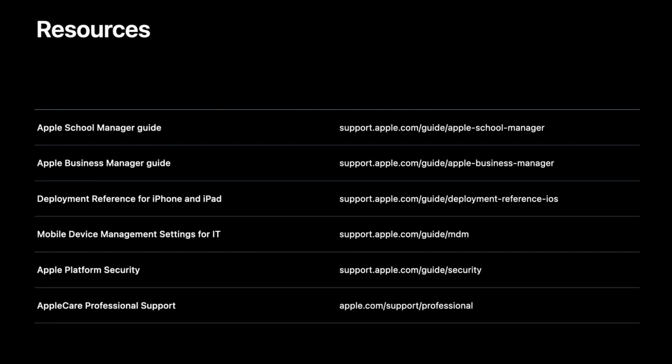The deployment reference for iPhone and iPad is a technical document covering topics we discussed today, as well as supporting information about infrastructure and services integration for deployments. The MDM Settings Guide for IT provides information about available MDM payloads, commands, and queries to help you configure devices in your environment, including information about whether they're supported for devices, users, or both, and more. The Apple Platform Security documentation provides security information about all software, hardware, and services across the Apple platforms. And the AppleCare Professional Support website hosts program information for each of the AppleCare OS support offerings for IT departments and IT help desks, including AppleCare for Enterprise.